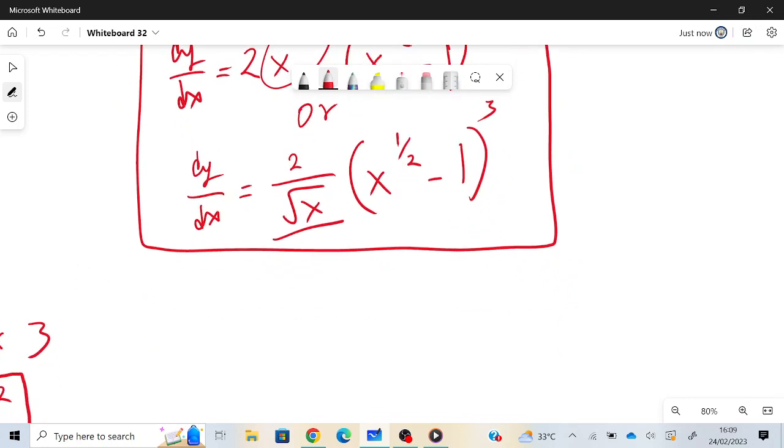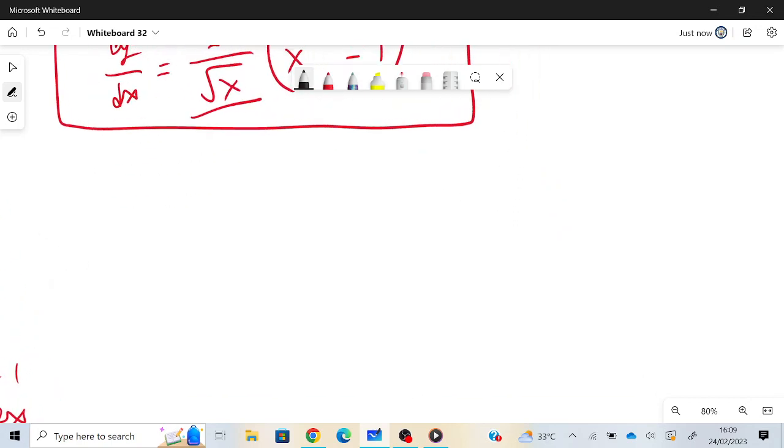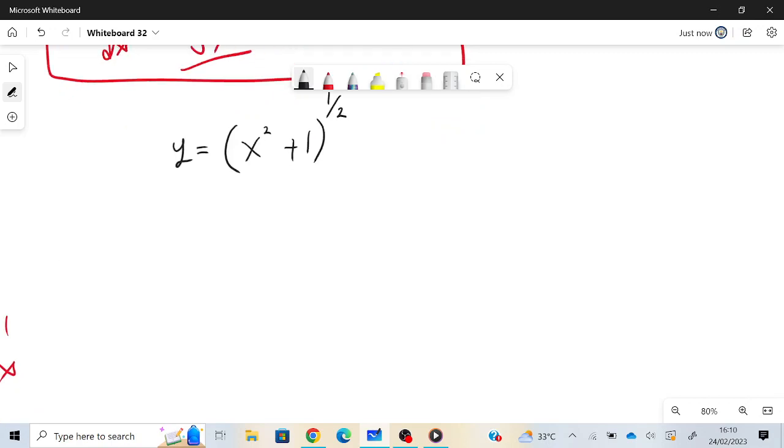Right then, on to the final example for this video. It tells me to differentiate y is equal to brackets x squared plus 1 to the power of 1 over 2. And the question tells me to leave my answer in the simplest form possible. Alright, good to know. Let's go ahead and differentiate this.